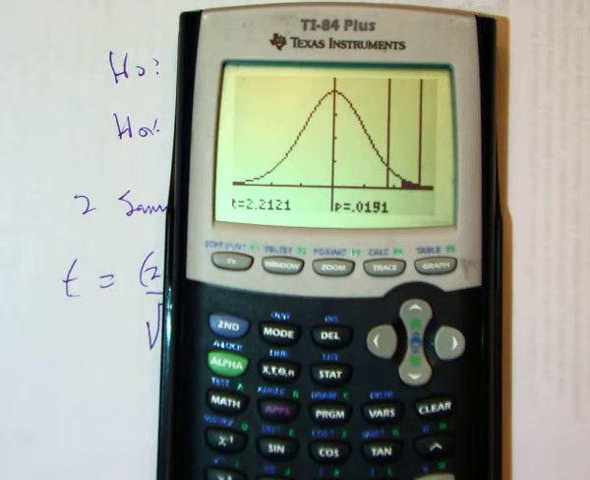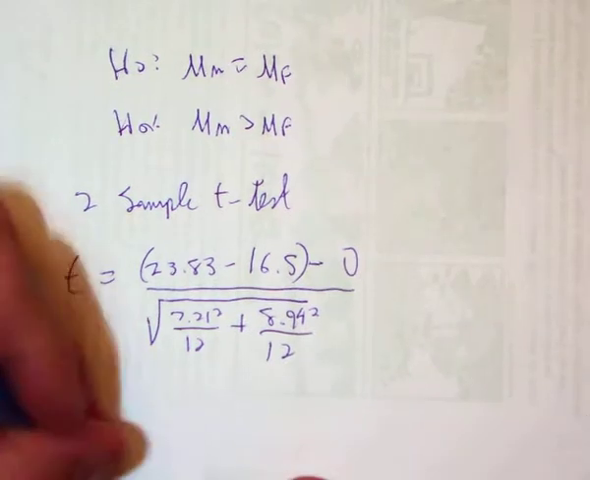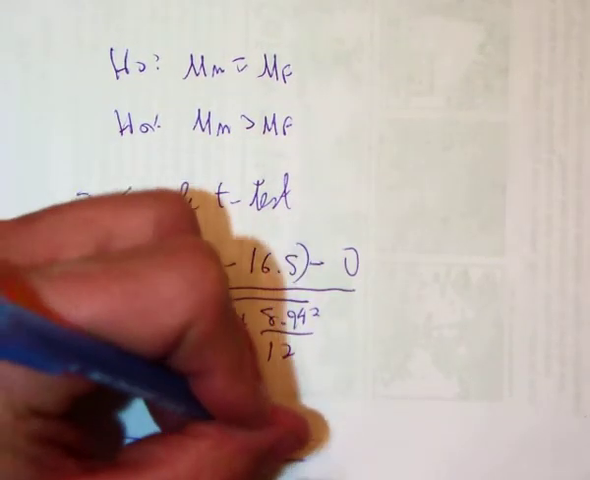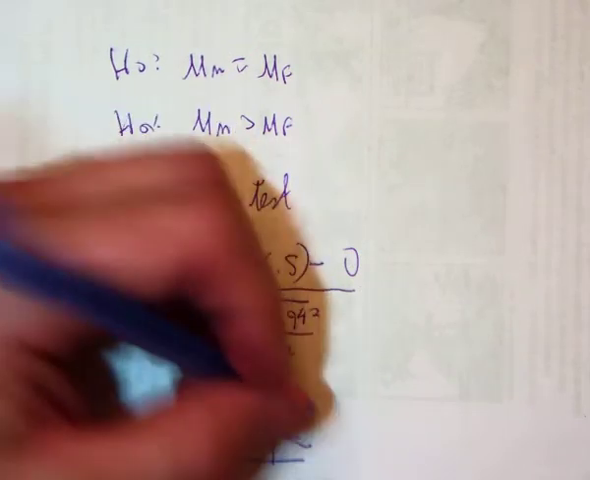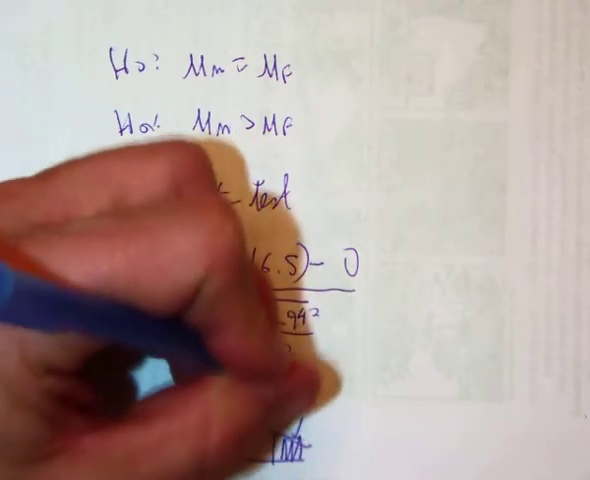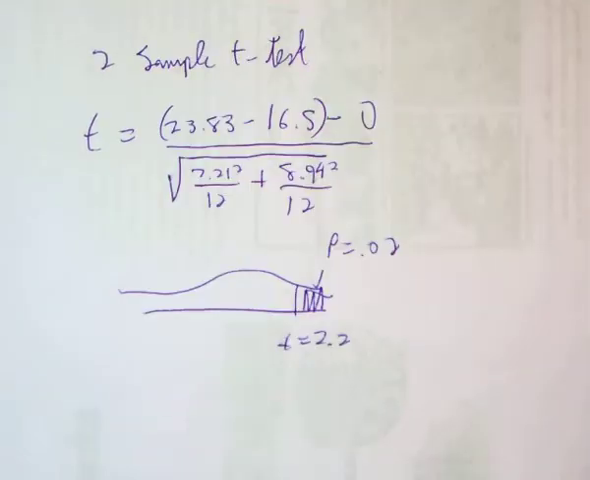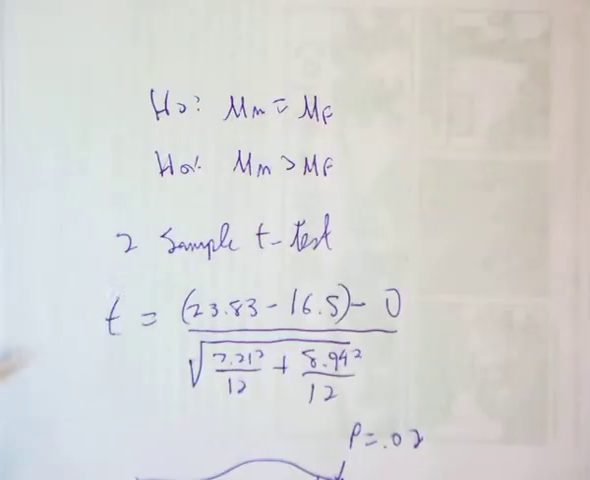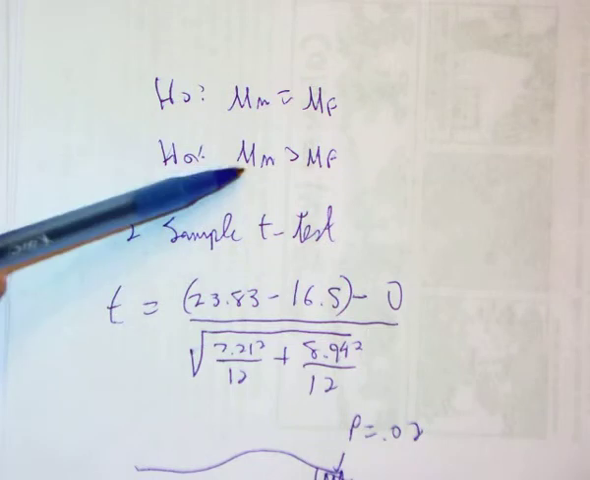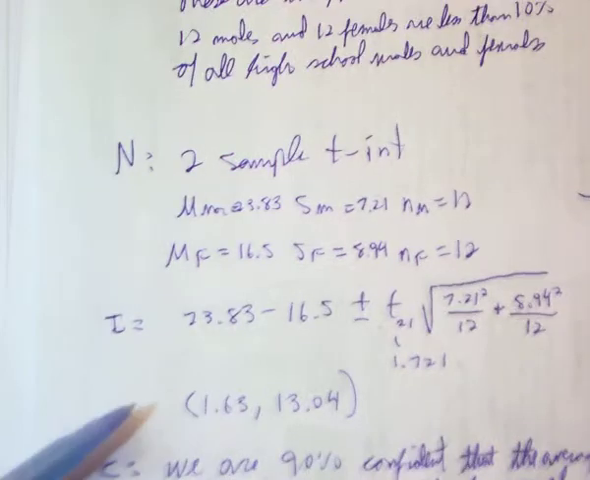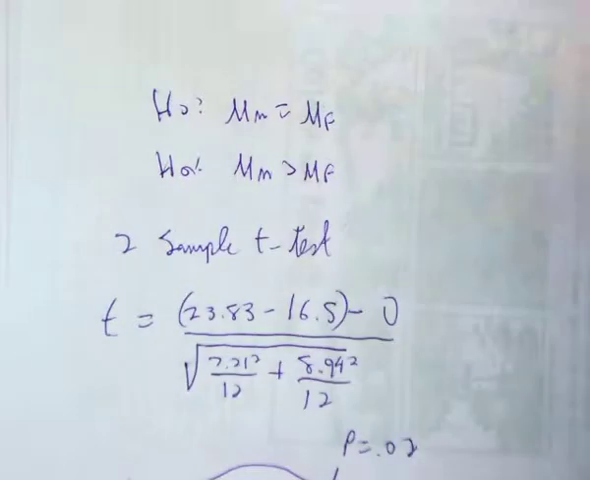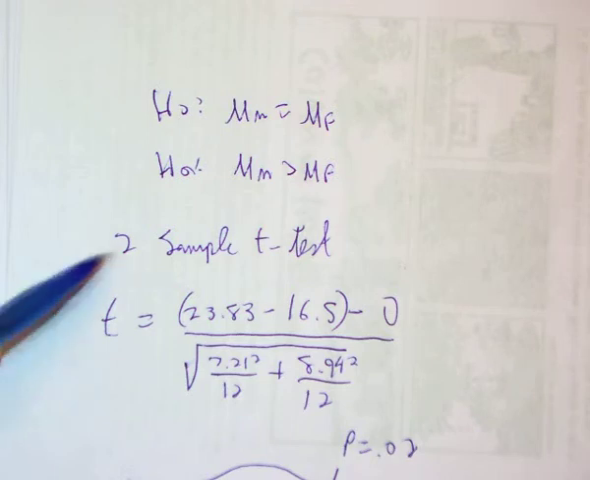A p-value of 0.02 and a t-value of 2.21. So t equals 2.2 and p is 0.02. So what do we wind up doing? We wind up rejecting the null. So there is evidence that the mean number of push-ups that a high school male could do is more than a high school female, which is exactly what our confidence interval found. So those two wind up supporting each other.